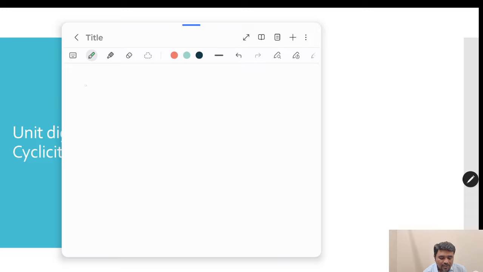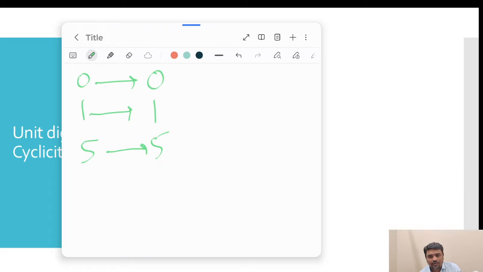First of all, let me write down 0. 0 is always 0. If the unit place is 0 and you raise it to any power, the unit place is always 0 only. For 1 also the same, always 1 only. For 5 also, always 5. You raise it to any power, the unit place is always 5. 5 to the power of 1 is 5, 5 squared is 25, 5 cubed is 125. You observe, the unit place is always 5 only.